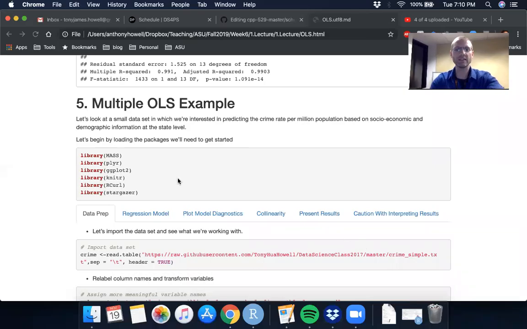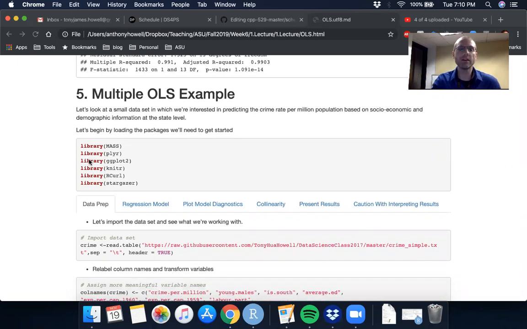Okay, hello everyone. So this can be the last video. I just want to give a general overview of how to interpret an OLS model. We'll give an example here using a regression model that tries to predict crime.